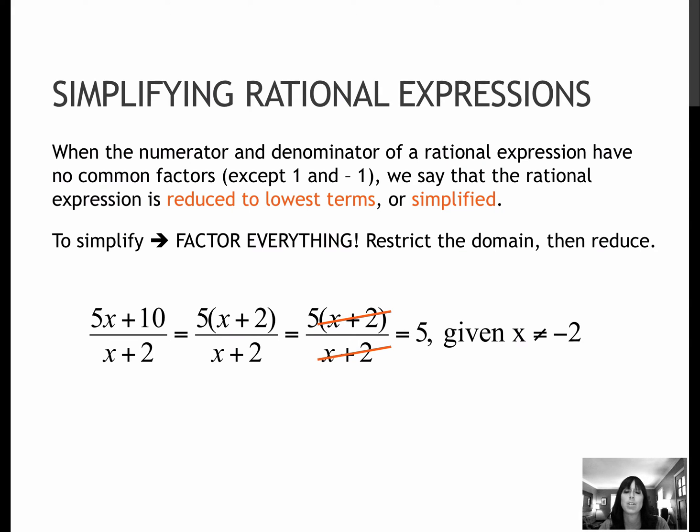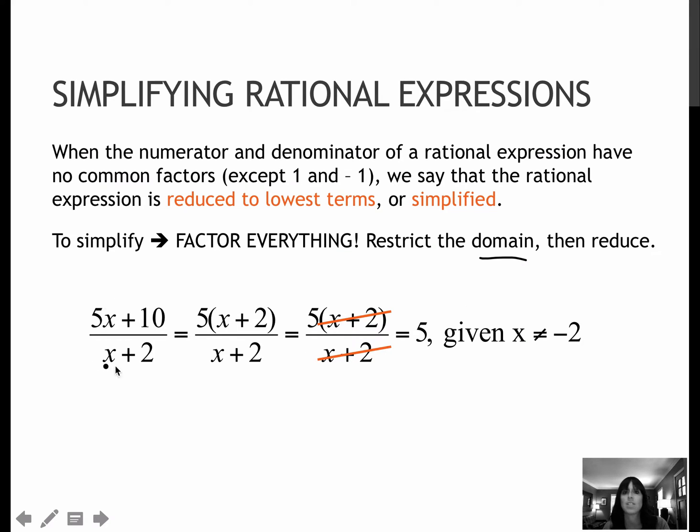When we simplify rational expressions, what we're trying to do is factor pretty much everything. We're going to factor everything, and we are going to restrict the domain before we reduce anything so that we know what x can't be. And then we're going to reduce.